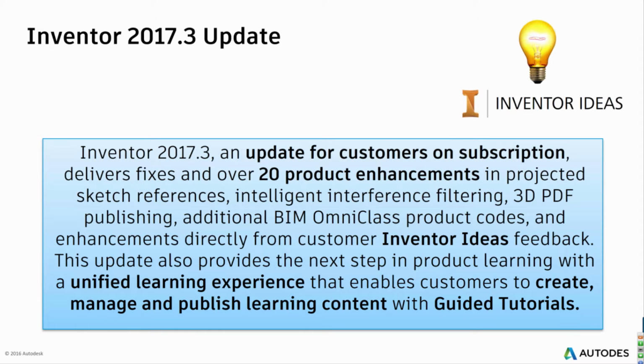So with .3, we really looked at enhancements around sketching and projections, interference in the assembly level, continuing to work on our 3D PDF publishing, done more work with our BIM interaction with the OmniClass product codes, and probably equally important is just ideas feedback. What are the things that are requested directly from our users that I talked about earlier in that kind of perfecting bucket, and what are the ways we can add these value throughout the year without waiting till the next major release of Inventor to deliver on this functionality.